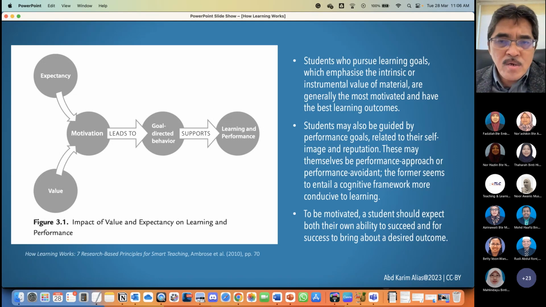Not only relevant to get a degree, but now for the first time, I was always curious how the car works. But now I'm doing mechanical engineering. Now I'm taking a course on engine. Contoh lah ya, how the engine works. So now the motivation is there because for a long time I have this curiosity how the engine really works. Itu maksud dia intrinsic or instrumental value of material. They appreciate the course, the subject, that particular topic.